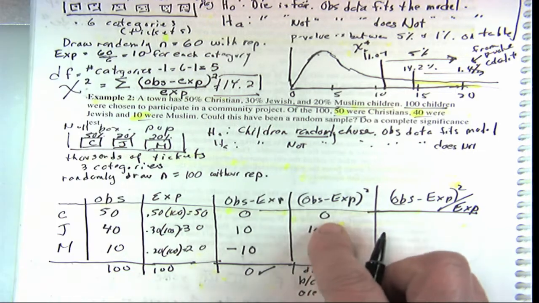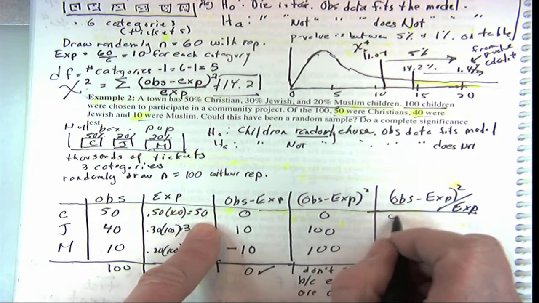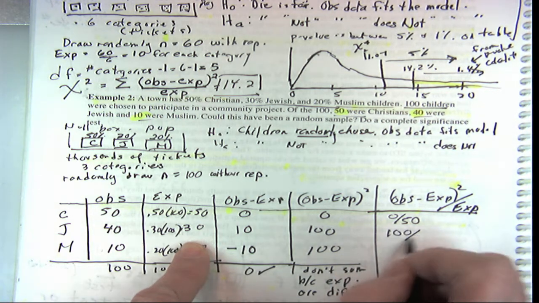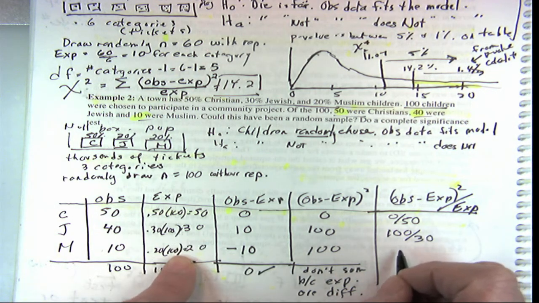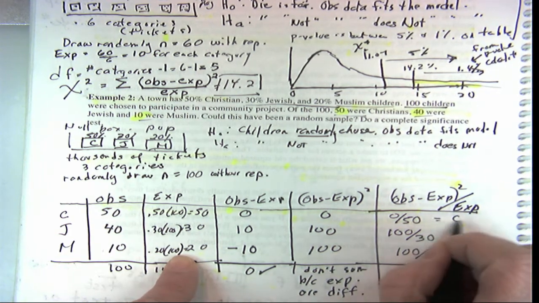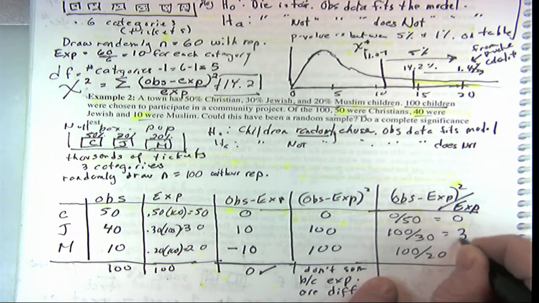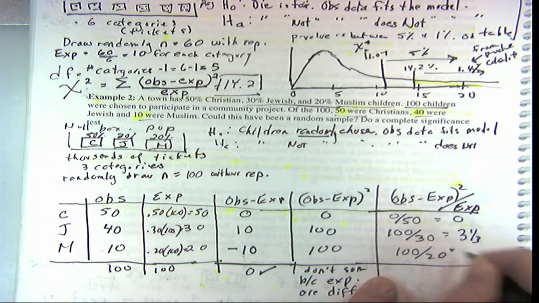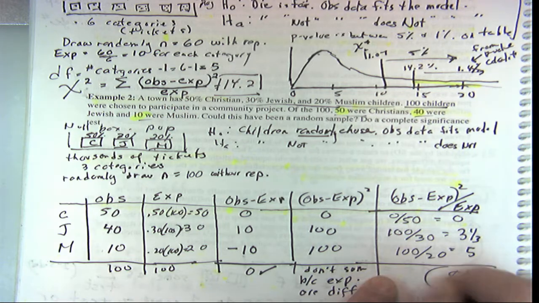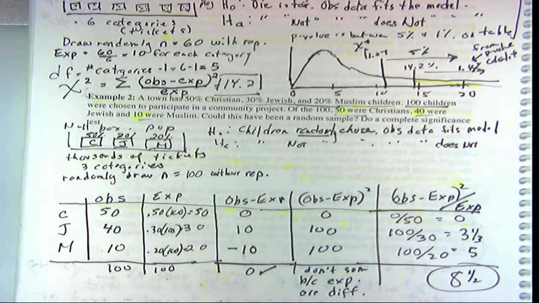So now we have 0 divided by 50. And here we have 100 divided by 30. And here we have 100 divided by 20. So that's 0. That's 3 1/3. And that is 5. So our chi-square statistic is that. All right, that's our chi-squared statistic.